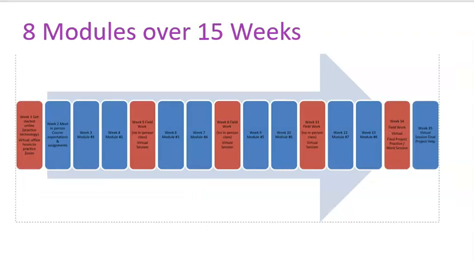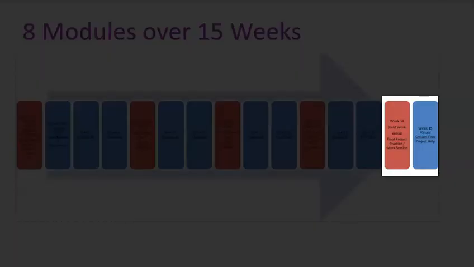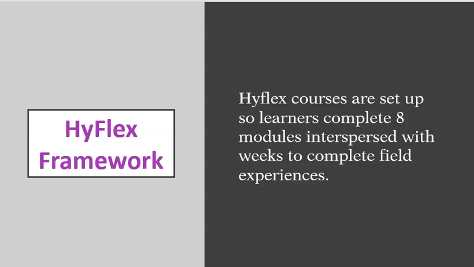This is an example of what a course might look like over a 15-week period with 8 modules. In week 3, the first of the 8 modules, Module 1 is introduced. During the red sessions, there is no face-to-face in-person class scheduled, giving learners time to complete field experiences and assignments. During the red weeks, there are virtual meetings online for learners who have completed the modules asynchronously. The first 2 sessions in week 1 and 2, and the last 2 sessions in week 14 and 15 are identical for all participants. So our Hyflex courses are set up so learners complete 8 modules interspersed with weeks to complete field experiences.